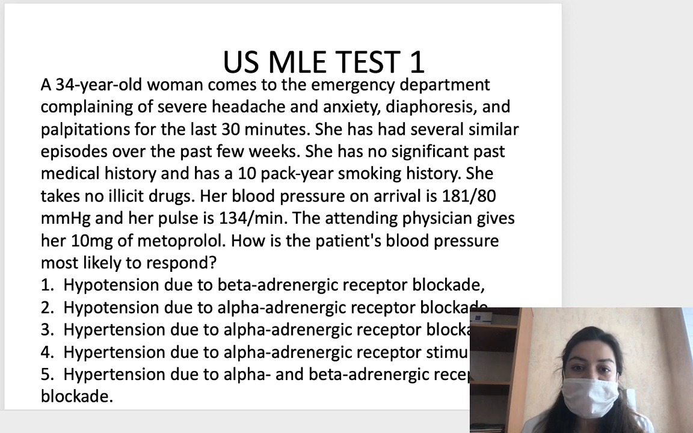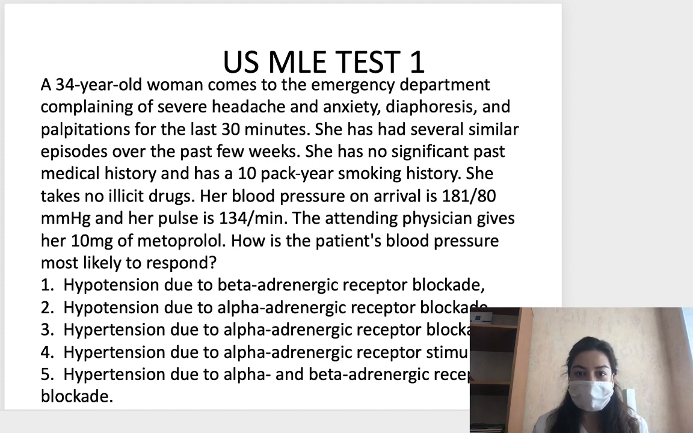Okay, USMLE test 1. A 34-year-old woman comes to the emergency department complaining of severe headache, anxiety, diaphoresis and palpitations for the last 30 minutes. She has had several similar episodes over the past few weeks. She has no significant past medical history and has a 10-pack-year smoking history. She takes no illicit drugs.